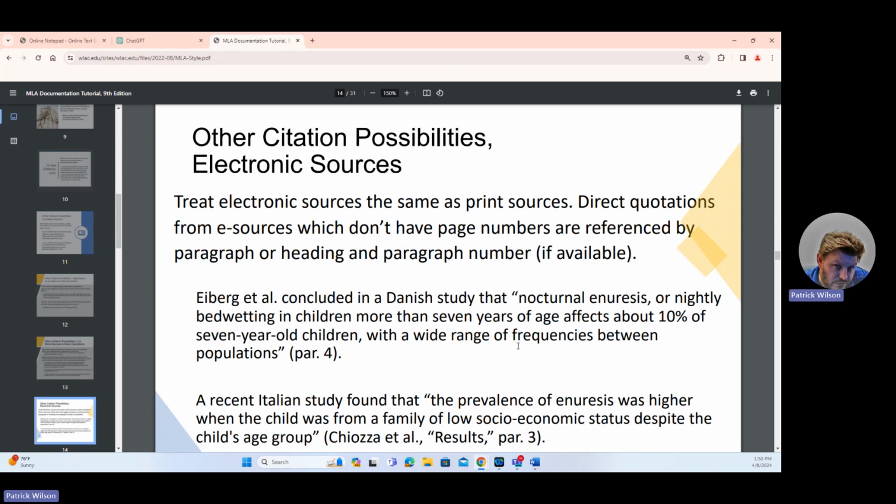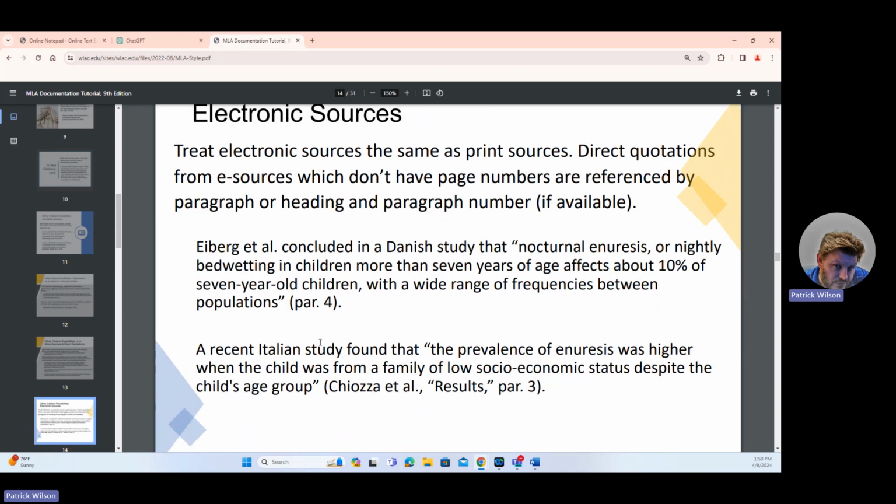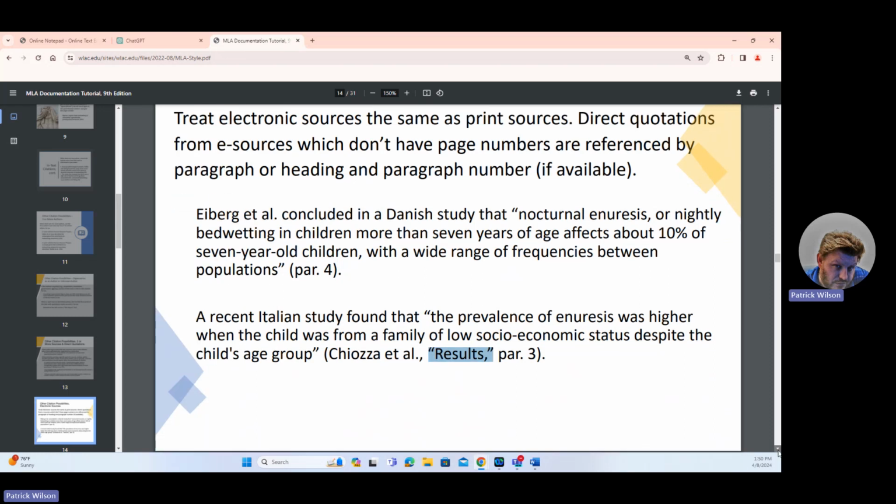It says treat electronic sources the same as printed sources. Direct quotations from e-sources which don't have page numbers are referenced by paragraph or heading and paragraph number if available. So they show that here in this case, right? PAR is the abbreviation for paragraph, period 4. And the same thing here. This is giving more or less like a section header that it's coming from this particular source. Again, it has more than 3 authors. It's coming from the section results, and it's coming from within the first 3 paragraphs of that particular section.